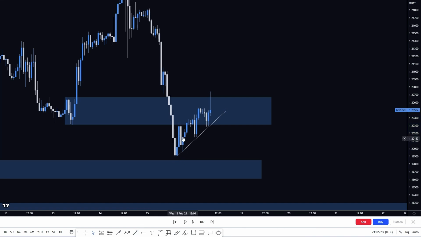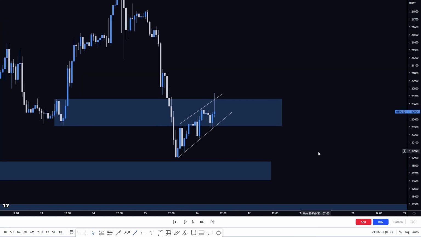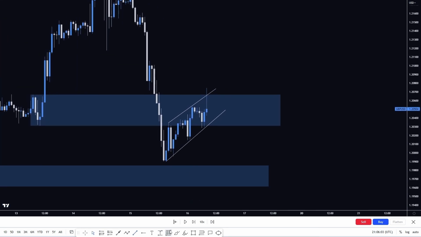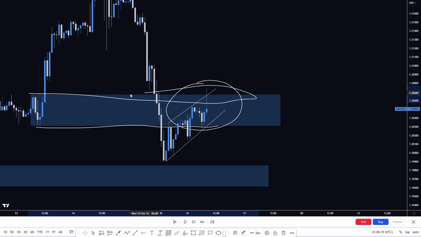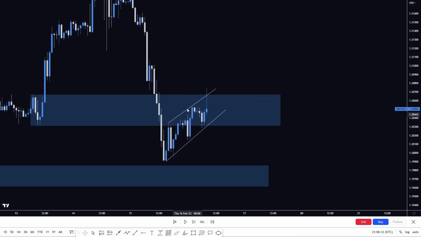And then of course with the top, you can join this high in here, and you can see that we've got something like this going on. So you can see that there's a clear kind of ascending channel now forming, and it's forming right into this area of break and retest. So now what do we want to actually see?